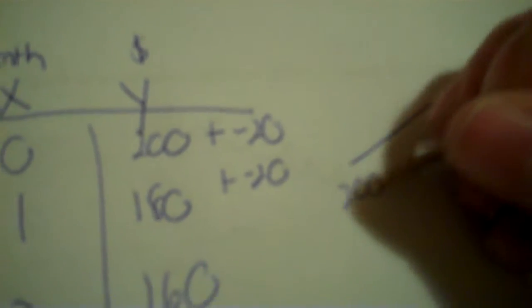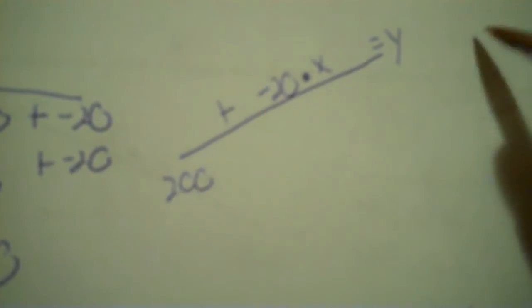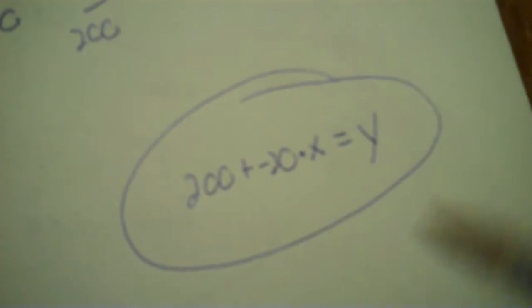Okay, so equals y. So the y starts at 200. And the number I'm adding is negative 20, but since I'm adding it over and over, it's multiplied by the letter x. So 200 plus negative 20 times x equals y. You just basically copy what the line says. Okay, then these two, we're not going to do anything on the back page. Put an x through that, okay?